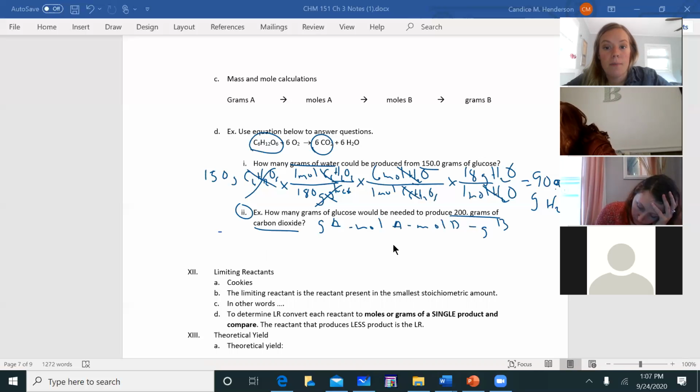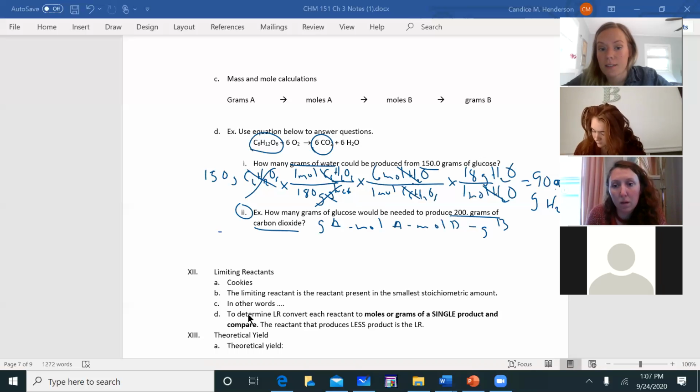Okay, so for the setup for this one, we're going to do this. We're going to have more practice with this with limiting reactant problems.